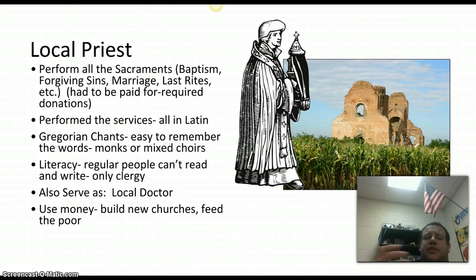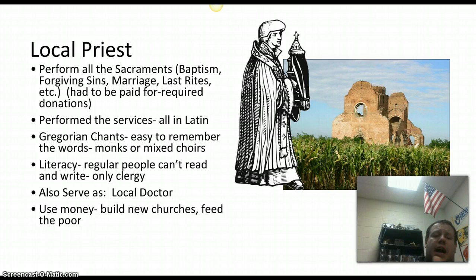The reason for these chants and the priests is that the church service was all done in Latin. Well, here in Germany, in Britain, in France, wherever, people didn't speak Latin. A lot of people could not read or write anything, let alone Latin. And so only the clergy really knew what was written, what was in the services.